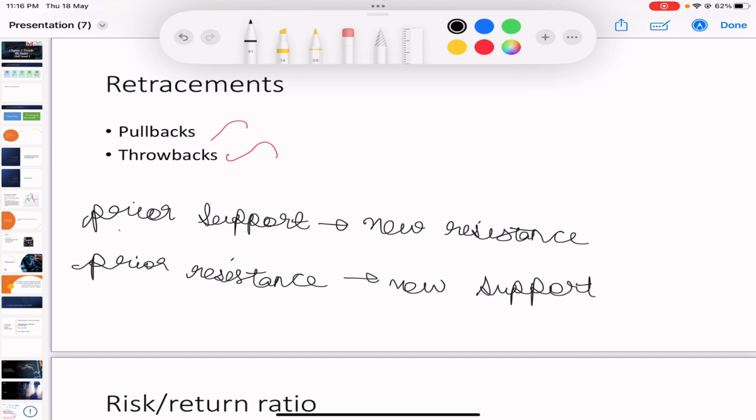Okay, so these were very important concepts. So throwback is when the resistance is broken, and pullback is when a support is broken. Hope that is clear.